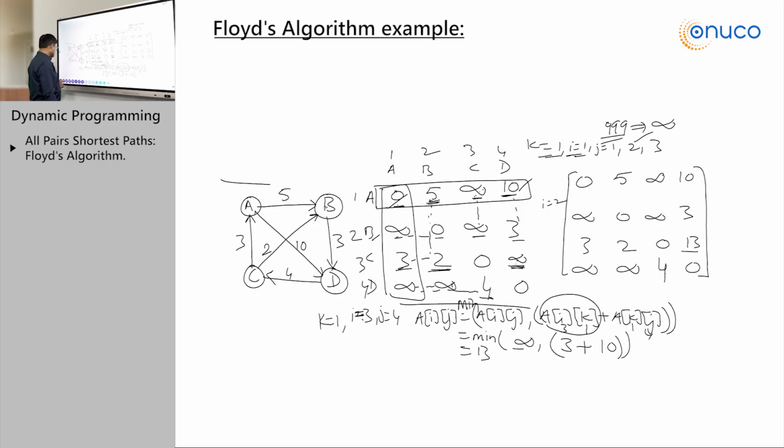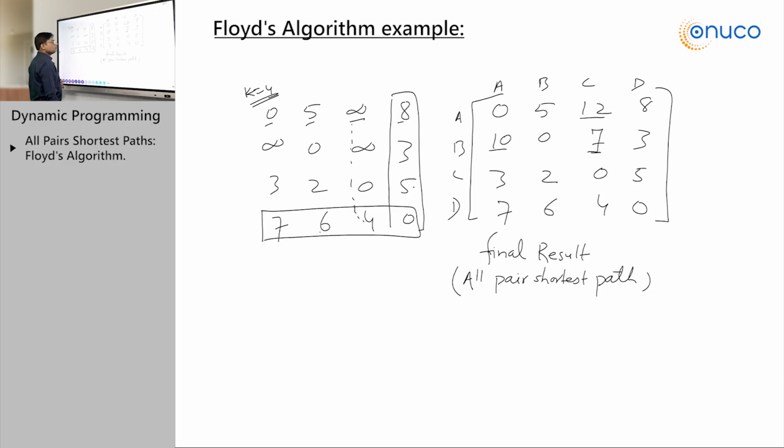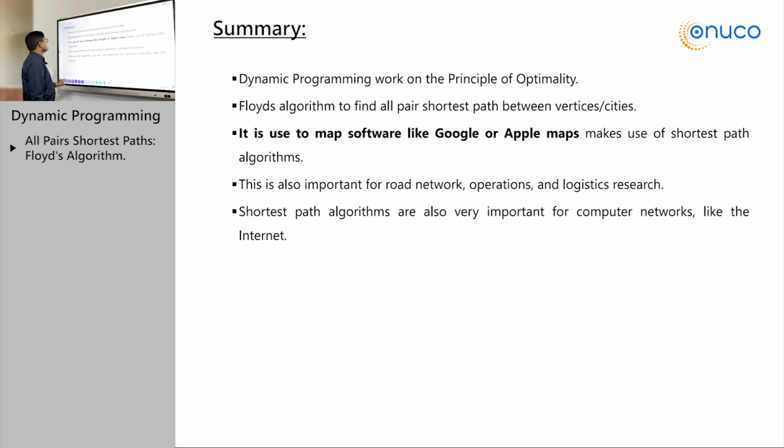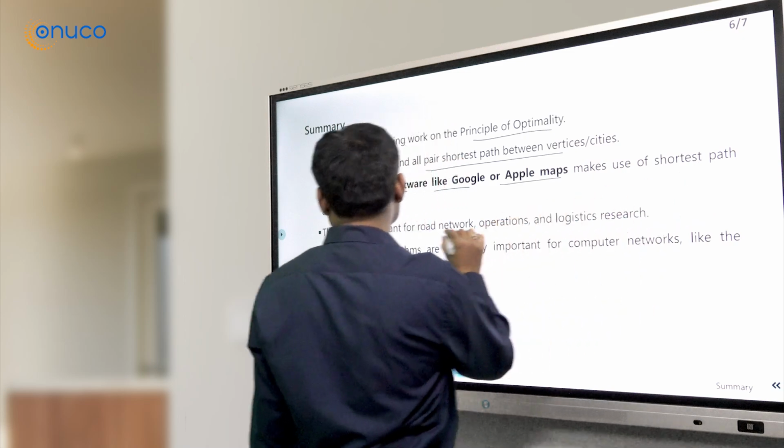So this Floyd's algorithm is capable of finding all possible paths between the vertices, and we got all of this because of these algorithms, as we have discussed in the past. As a summary, dynamic programming works on the principle of optimality, and Floyd's algorithm finds the all pair shortest path between the vertices, or you can say the cities. It is used in map software like Google or Apple Maps because it is related to the shortest distance. It makes use of shortest distance algorithms.